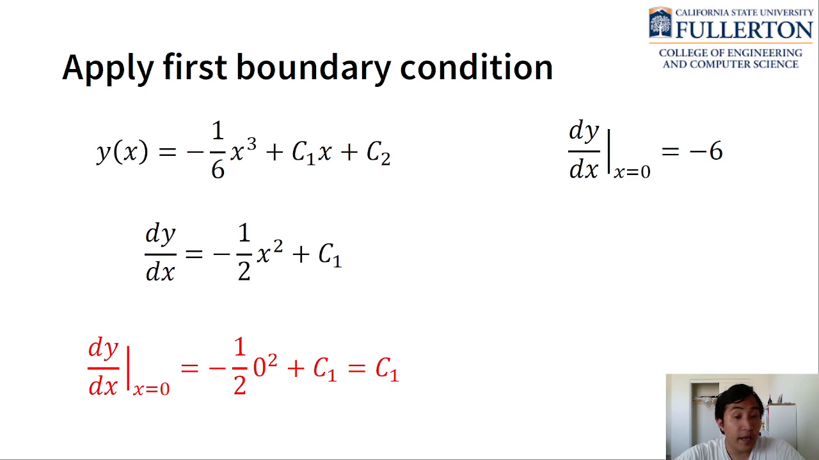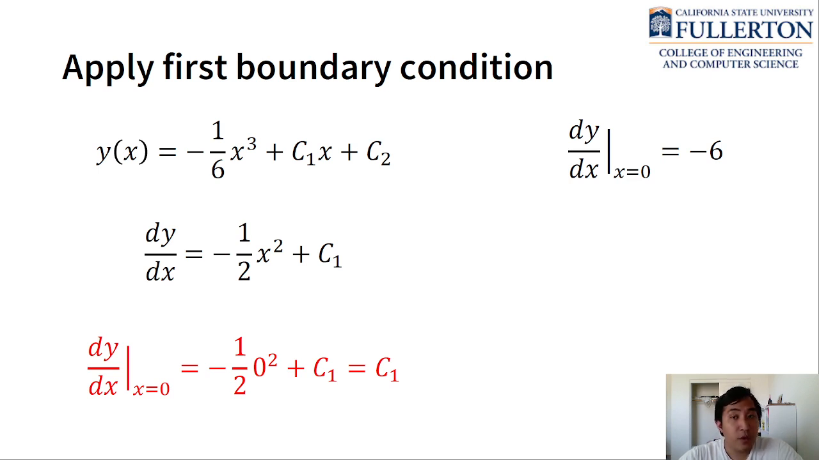Okay. Next thing we're going to do is that after we've computed the derivative, we're going to evaluate it at x equals 0. And so everywhere you see x, we're going to plug in 0. Okay. And so we have minus 1/2 times 0 squared plus c1. And if we evaluate the math behind that, all we get from that is just c1.